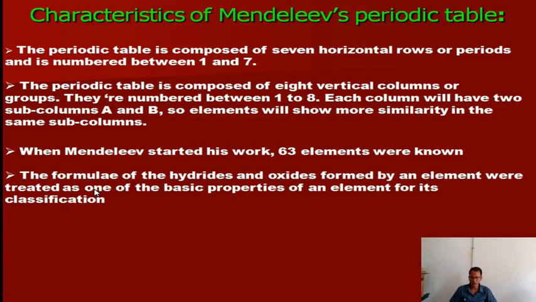By knowing the formula of oxides and hydrides, he was able to know the valency of the elements. So as per their valency, he placed the elements in different groups. That's why he selected formulas like hydrides and oxides of elements. From the formula, he was able to know the valency of the elements and their columns, that is their groups. So these are some points of Mendeleev's table.